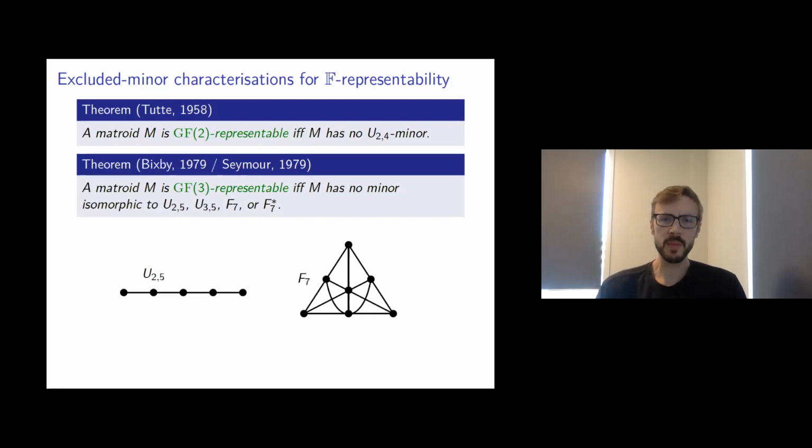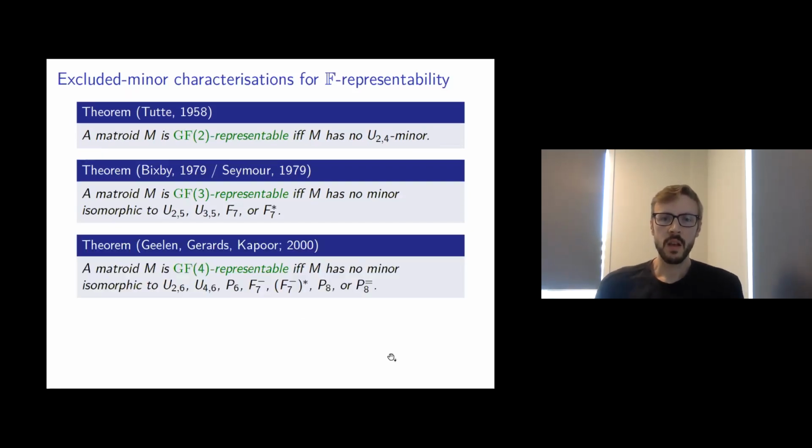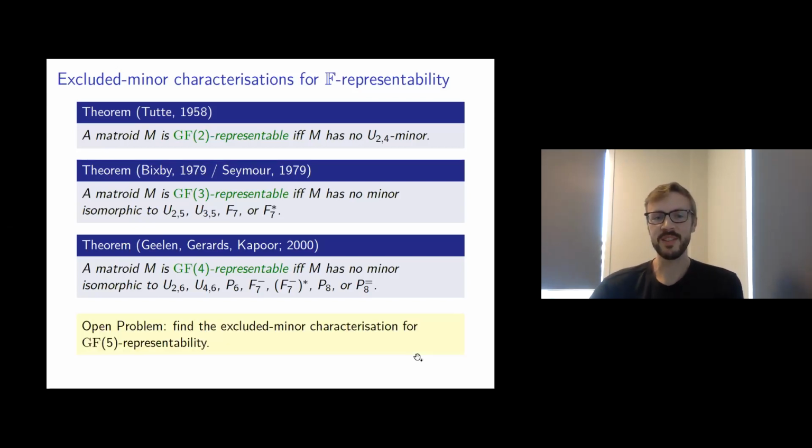For ternary matroids, matroids representable over GF(3), Bixby and independently Seymour found there are these 4 excluded minors. And a little bit more recently, Geelen, Gerards and Kapoor found that there are 7 excluded minors for representability over GF(4). And of course, the next step in this sequence would be to find the excluded minors for GF(5). But this is seen to be a big step up in complexity.